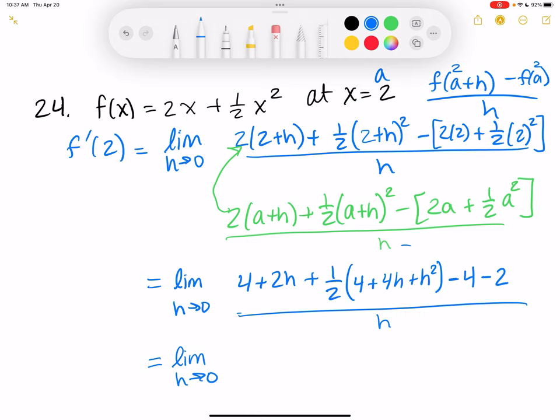All right, well, I'm going to see what I can cancel here. So 4 minus 4 cancels. At the moment, I don't yet have something else that can cancel. I will, but now I have 2h plus, now this 1/2 has to get distributed to all of that. So 1/2 times 4 is 2. 1/2 times 4h is 2h. And then plus 1/2 h squared minus 2 all over h.